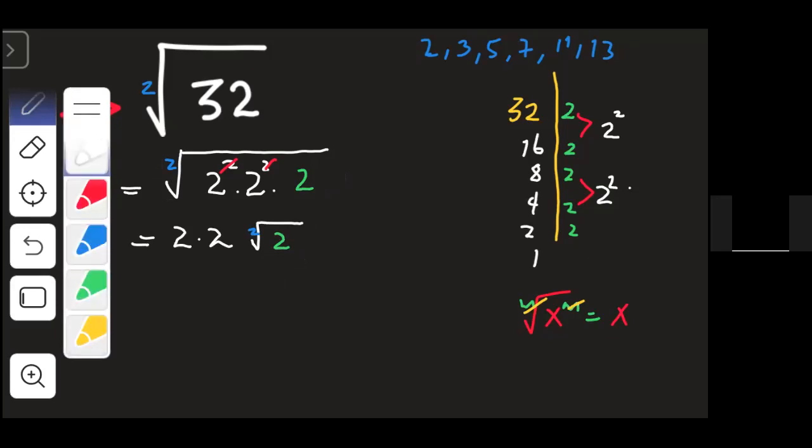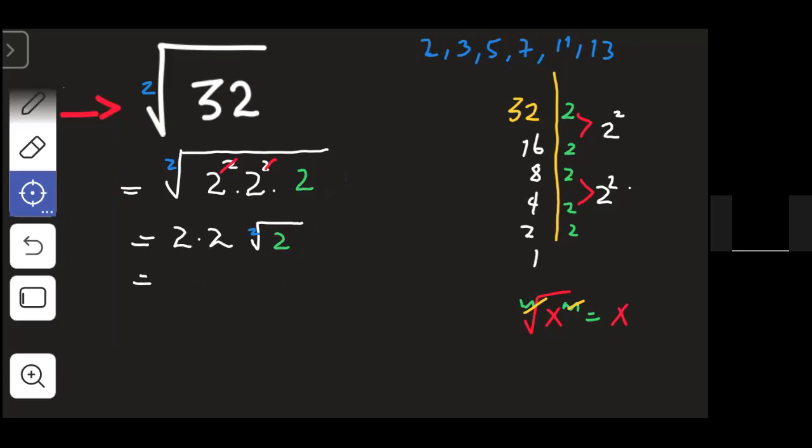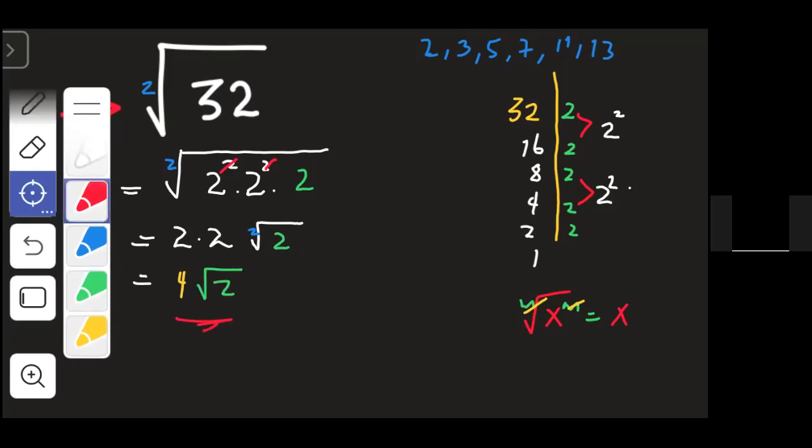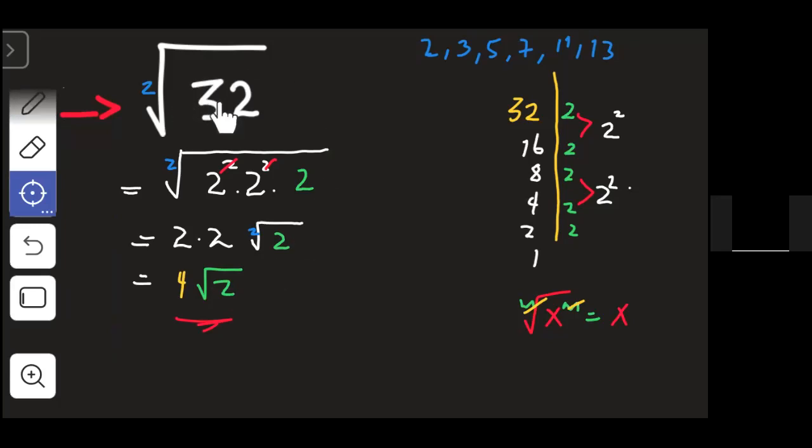So 2 times 2 is not the best way to represent your answer. 2 times 2, I know this is 4. And then I just copy this square root of 2. And this is how we simplify it. Square root of 32 is equivalent to 4 square root of 2. So take a look, it's not a perfect square. However, I did simplify it. Let's go look at more examples like this.